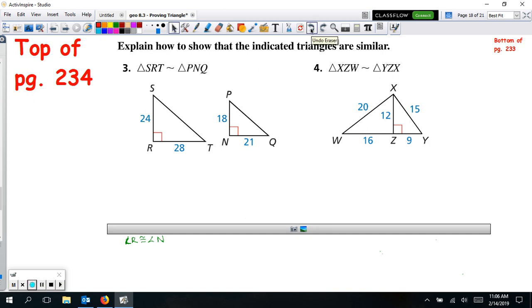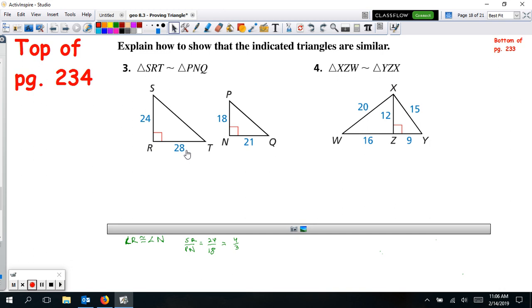So for our proportionality here, we want to start with SR over PN. These are corresponding sides, which would be 24 over 18, and we can reduce 24 over 18 by 6. So that becomes 4/3 as a reduced fraction.